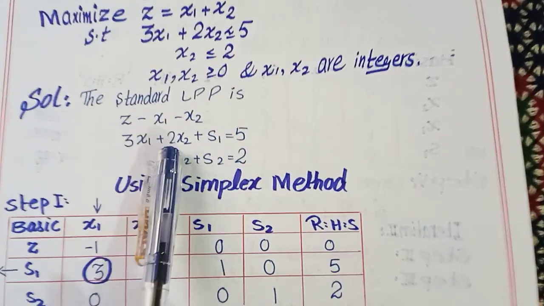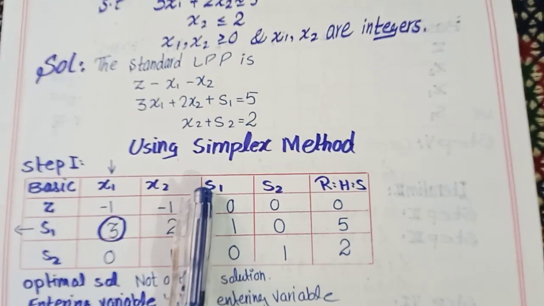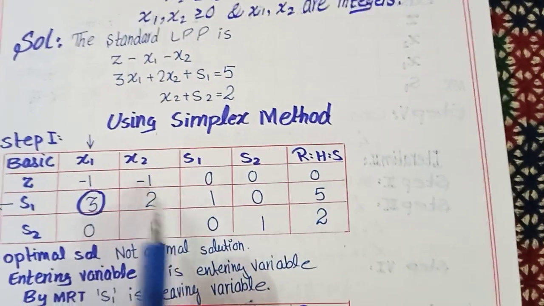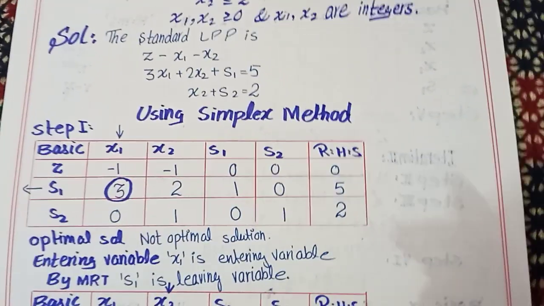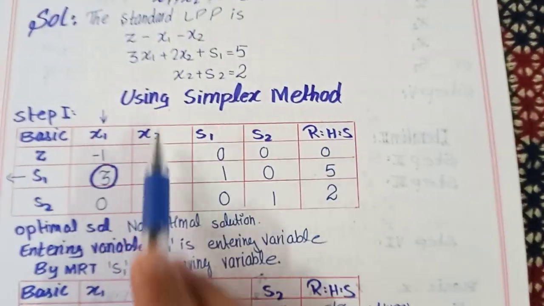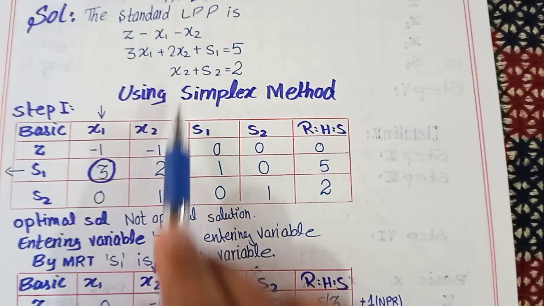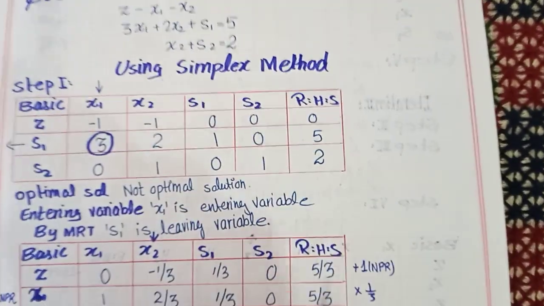First we convert into the standard form and introduce the slack variables. Using the simplex method, the z row is -1, -1, 0, 0, right hand side is 0. The x1 row is 3, 2, 1, 0 and 5. The x2 row is 0, 1, 0, 1 and 2.